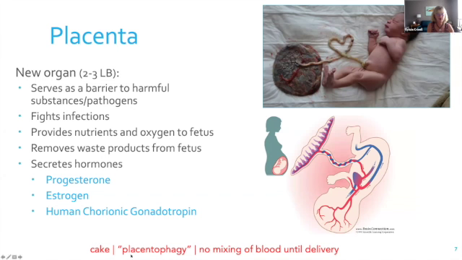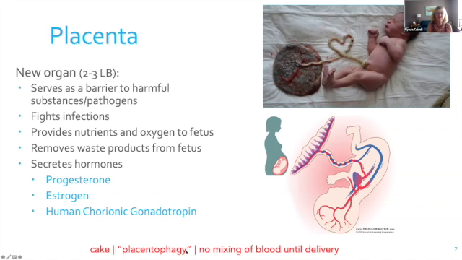I have some terms here at the bottom that I thought you might be interested in. What does the word placenta mean? I think it's Greek for the word cake, and that comes from the fact that this is supposed to look like a cake. You guys may be better cooks than I am, but anyway, that's where that term came from.